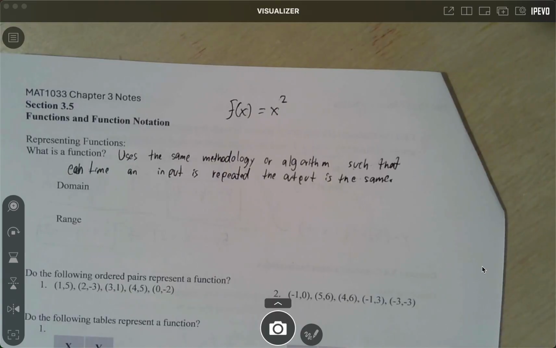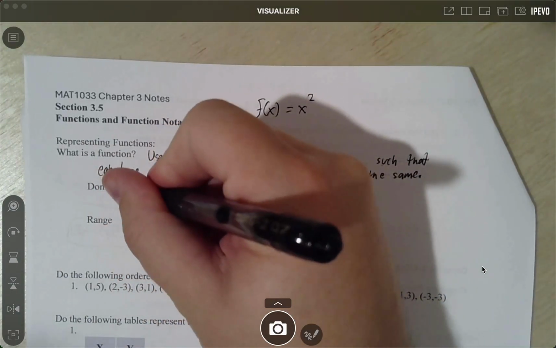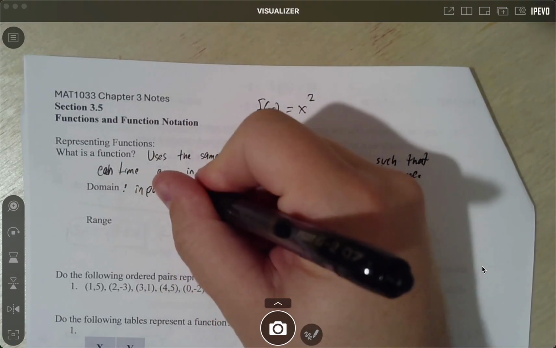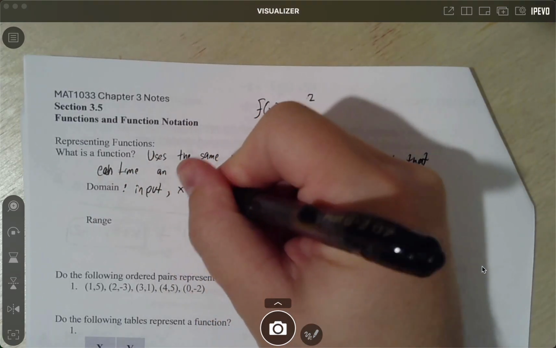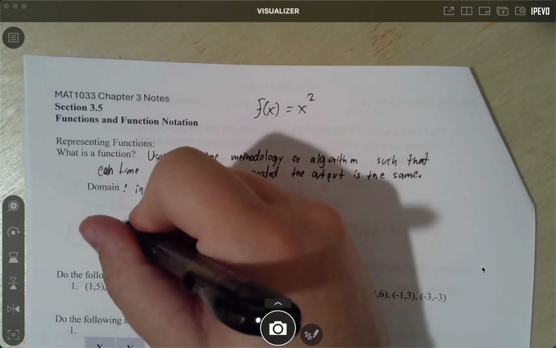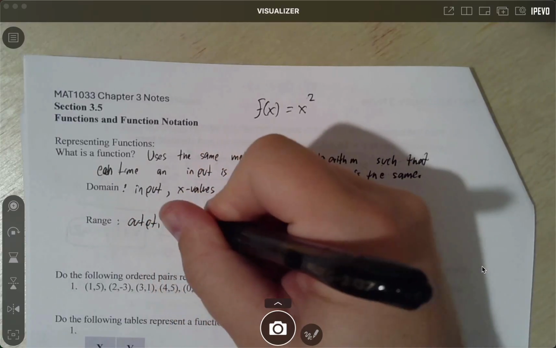All right. Some more basic vocab is domain. This would be the input, what we plug in. Sometimes we would just call that the x values. All right. And so that would mean the range is the output, or the y values.